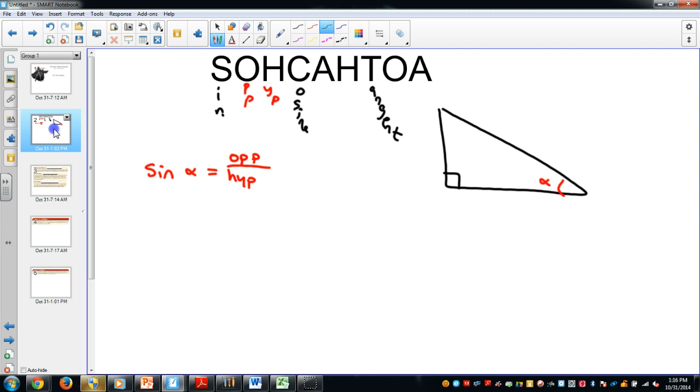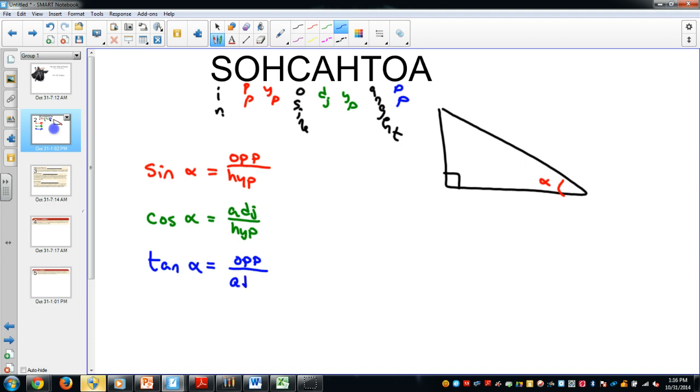The cosine of alpha is equal to the adjacent over the hypotenuse. And then lastly is the T, it stands for tangent. The tangent of alpha is equal to the opposite over the adjacent.